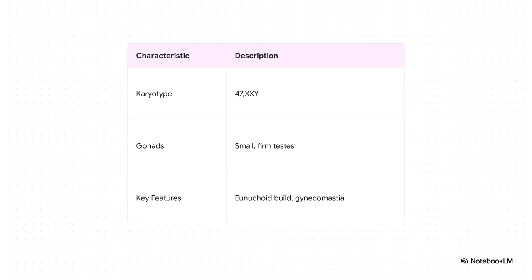This variation typically leads to the development of small, firm testes. Some of the key features can include a taller, leaner build, what's sometimes called a eunuchoid build, and sometimes breast development, which is clinically known as gynecomastia. And because of these differences, infertility is pretty common.